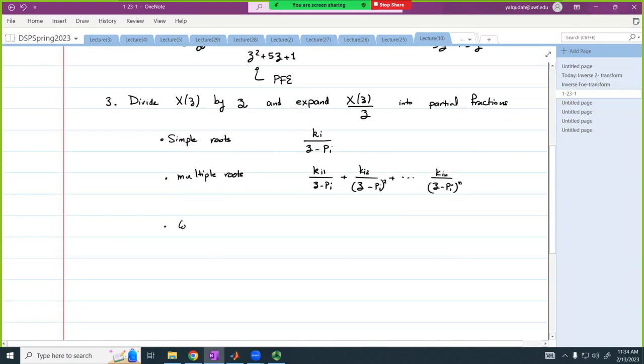If we have complex conjugate roots, we can treat them as simple poles. So in this case, the coefficients will be complex.